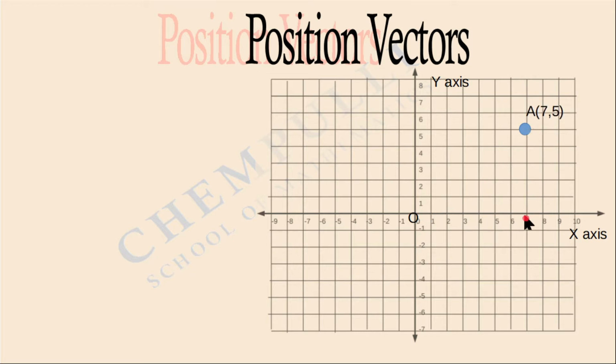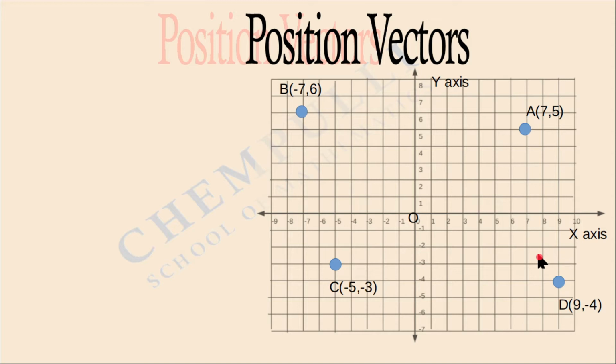That is the x coordinate, 7, and the y coordinate, 5, so (7, 5). Another point B: the x coordinate is -7 and the y coordinate is 6, so we can write the point B (-7, 6). Another point C: the x coordinate is -5 and the y coordinate is -3, so we can write C (-5, -3). Then the next point D: the x coordinate is 9 and the y coordinate is -4. That means we can write (9, -4).